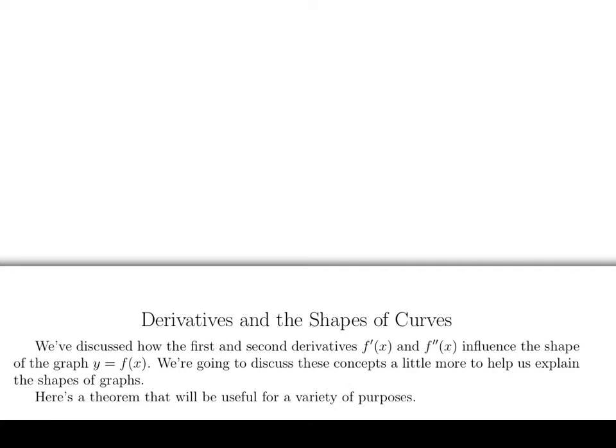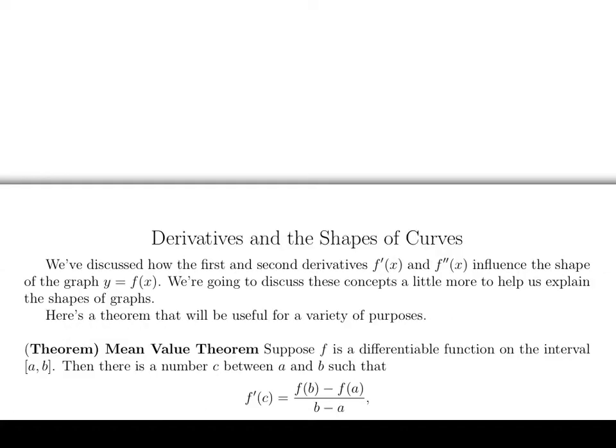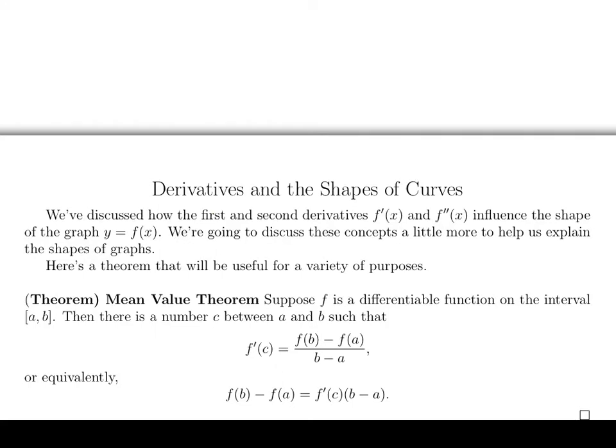I want to start this section with a theorem that will be useful for a variety of different things, most notably for proving some of the theorems that we're going to be talking about later. Okay, this is the mean value theorem, which says that if you have a differentiable function on an interval a to b, then there is some number c that's between a and b that makes f prime of c equal to f of b minus f of a all over b minus a. You can write an equivalent statement. The equivalent statement might look something like this.